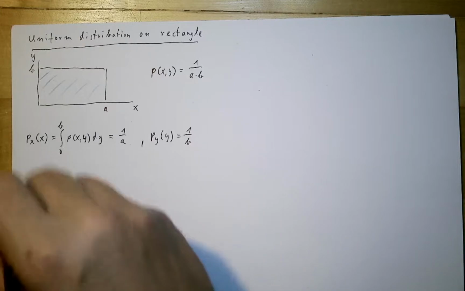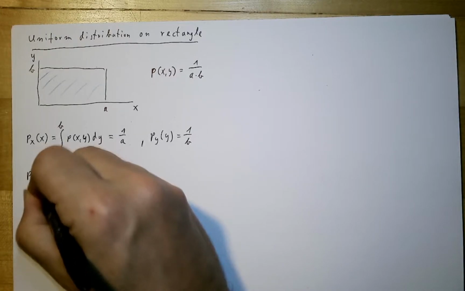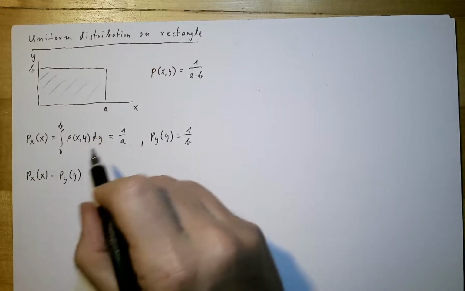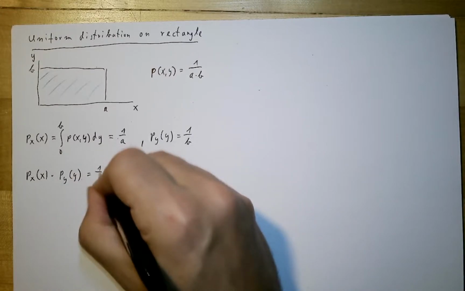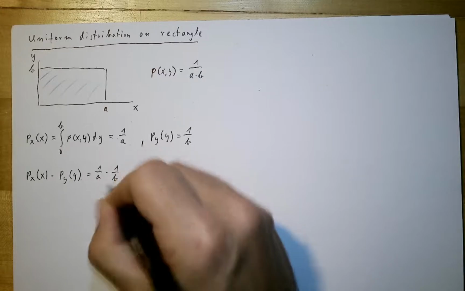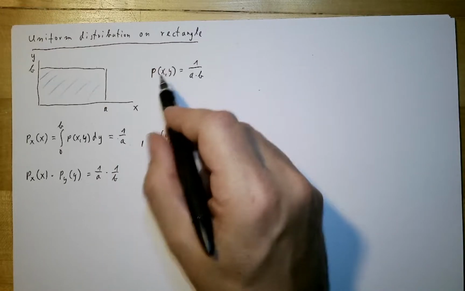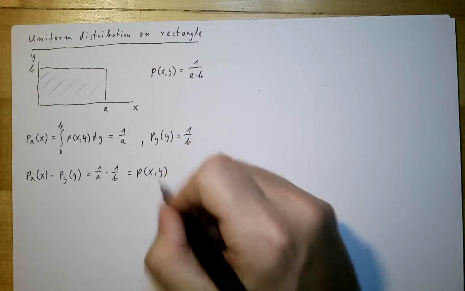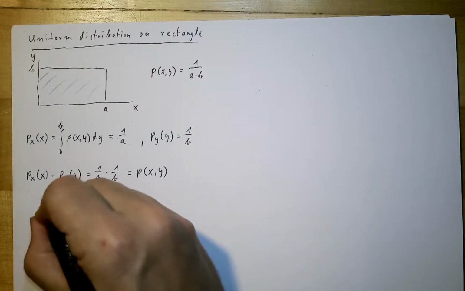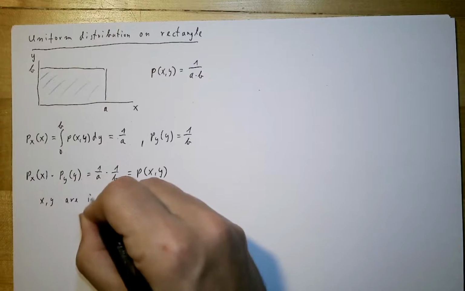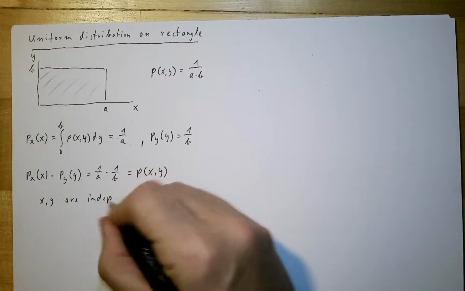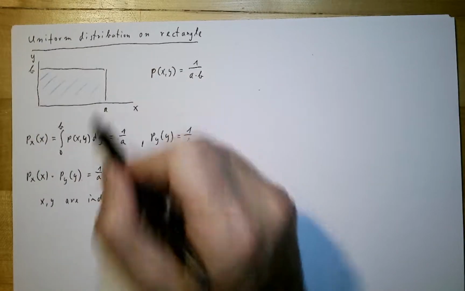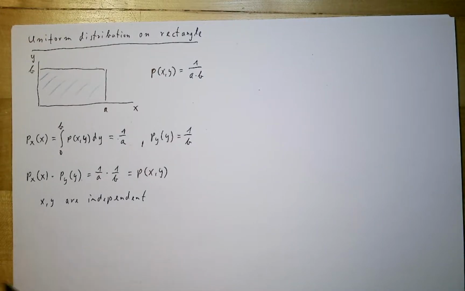Now let's see what happens with the product of the marginal distributions. If we multiply p_x of x with p_y of y, we multiply these two distributions, 1 over a times 1 over b, and we see that's the full distribution. This is the same as p of x and y, and so that means x and y are independent. So if we have a uniform distribution on a rectangle, x and y are independent.